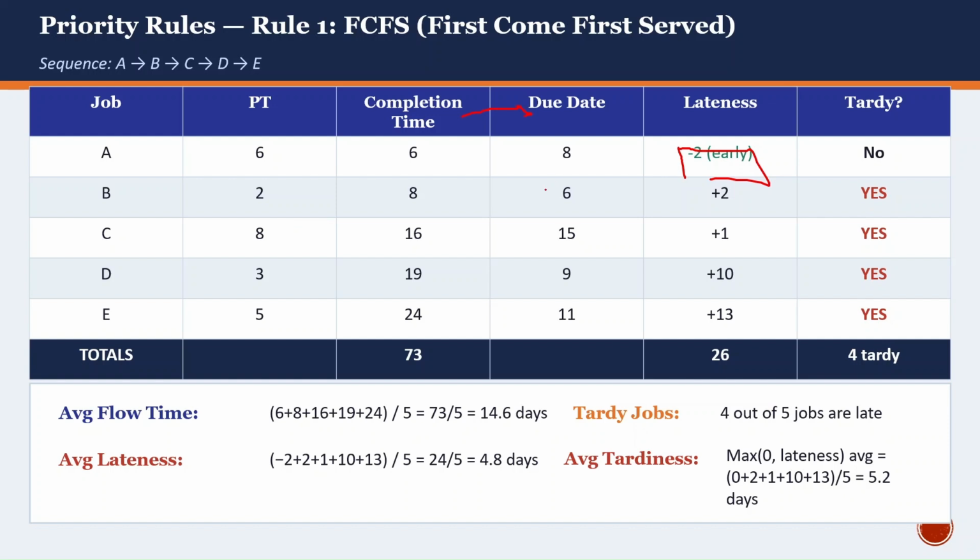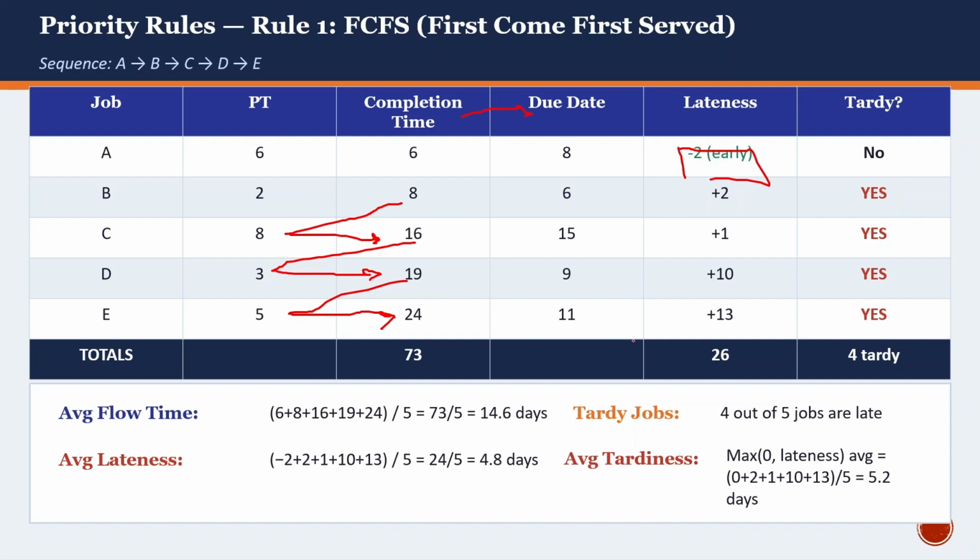Similarly, as we go ahead with the sequence, this 8 plus 8 will come out to be 16. And the due date was 15, so you'll be getting plus 1. Then again, 16 plus 3, that is 19. The due date was the 9th, but we delivered 10 days late. Again, 19 plus 5 you will be getting as 24. It was supposed to be delivered on the 11th day, but we delivered on the 13th day.